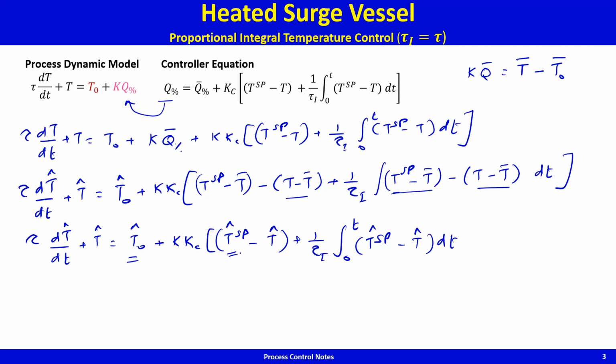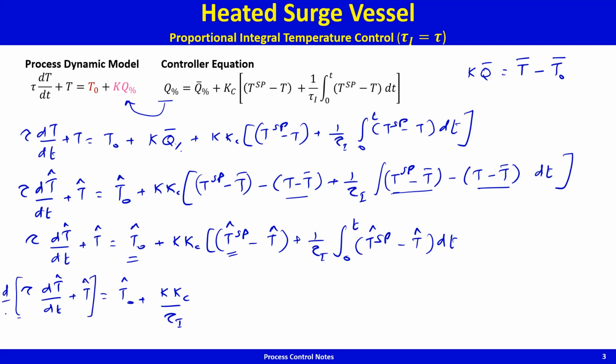I can further, now to remove this integral sign we'll have to differentiate both sides, but before we do that let me simplify a little bit further. So we'll have tau dT by dt plus T tilde is equal to T naught plus Kc divided by tau I, and what I'll do is differentiate both sides.